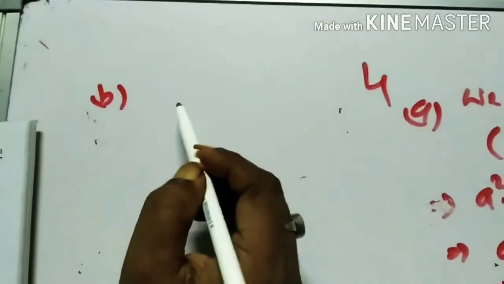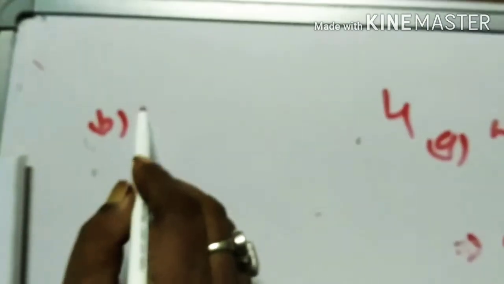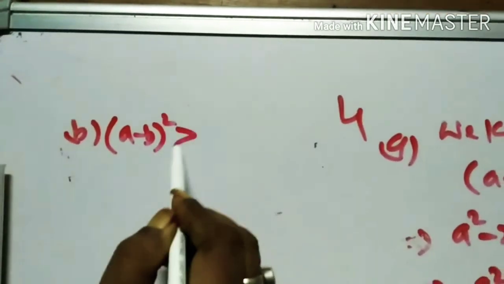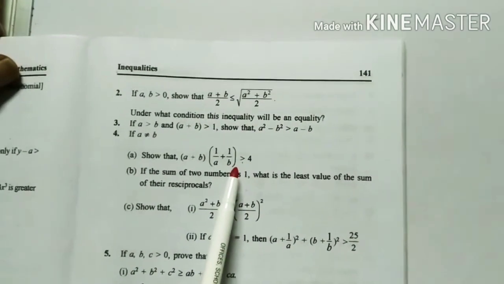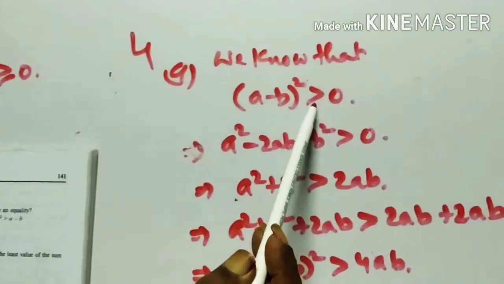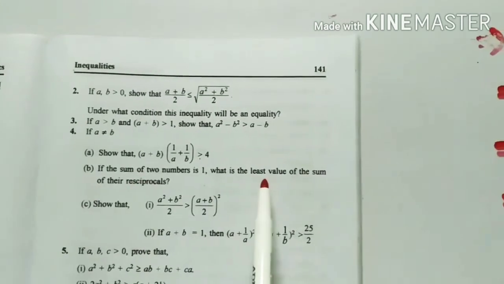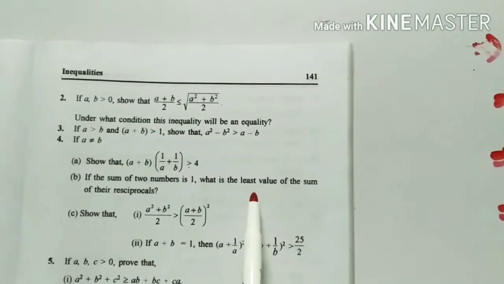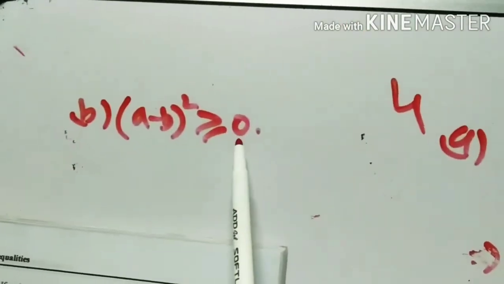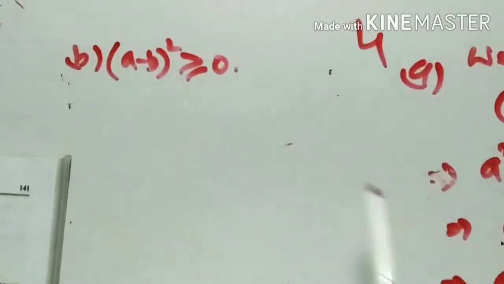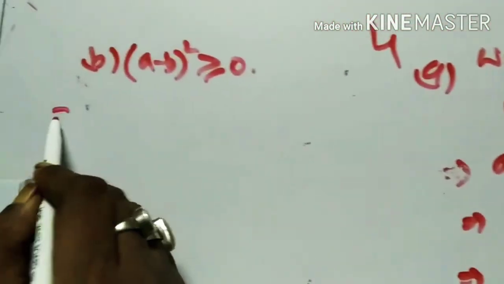For question number b, I have to move in the same pattern, but see, a minus b the whole square is greater than or equal to 0. See here, since in the question it is greater than 4, equal is not given here, I was bound to take greater than 0. Now in the second question, that is b, it requires the least value. So for the least value, I have to apply greater than or equal to 0. Now from this again the same procedure will go on.